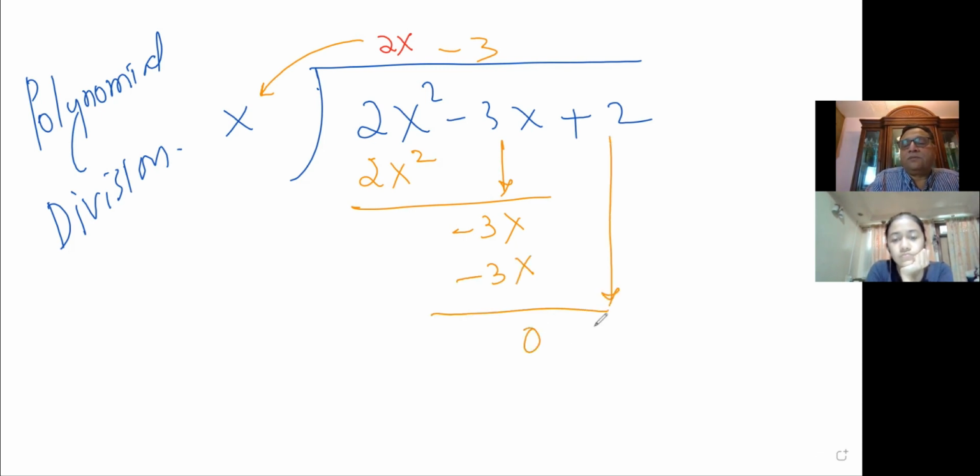Then I bring down the number, which is 2. We need not write plus here. Well, we may write. Now, when I get 2, can I divide 2 by x?